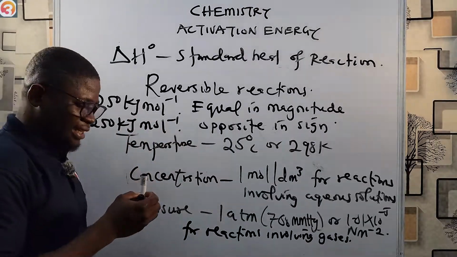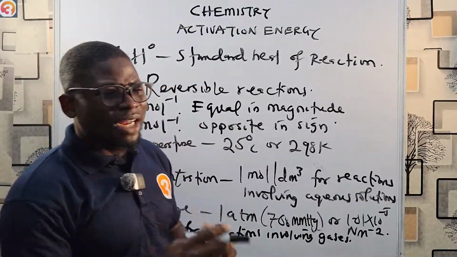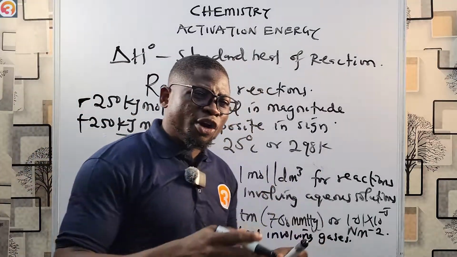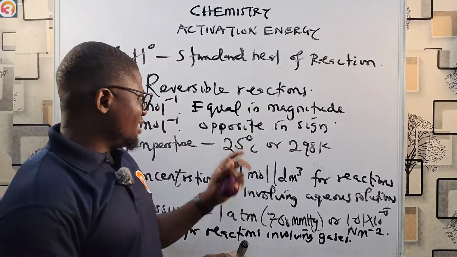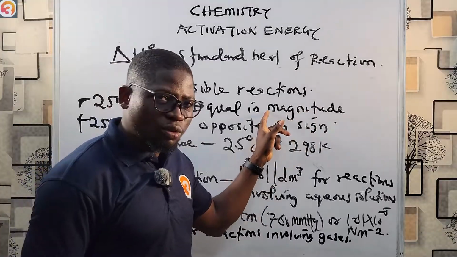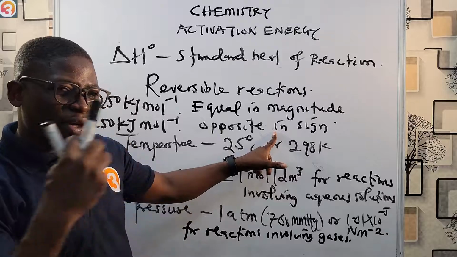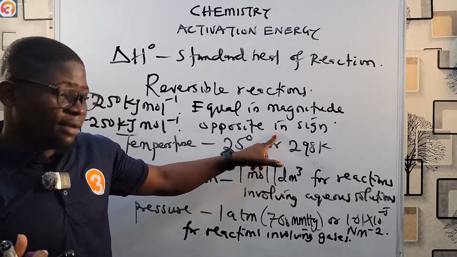Okay, please take note of that. So I'll go over that again. I said for a reversible reaction, where the forward and the backward reactions are occurring under the same condition, what I've said is that the energy change for the forward reaction is equal in magnitude but opposite in sign to the energy change for the backward reaction. Is that clear? All right.